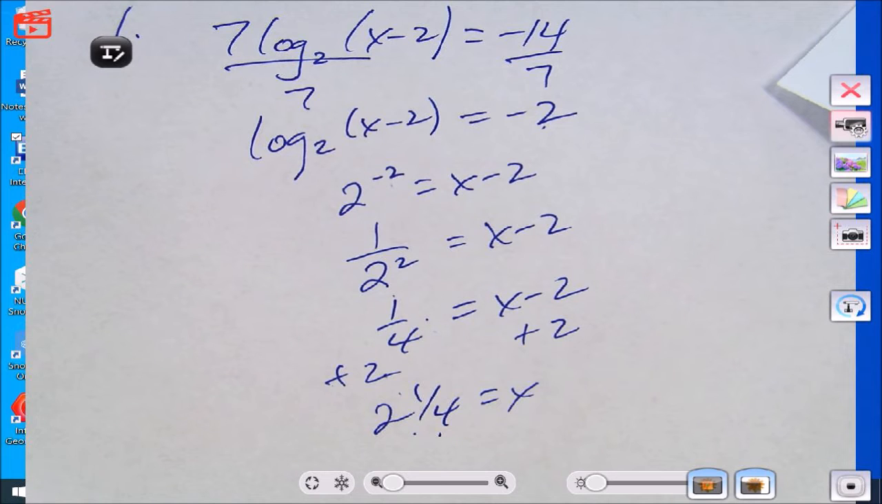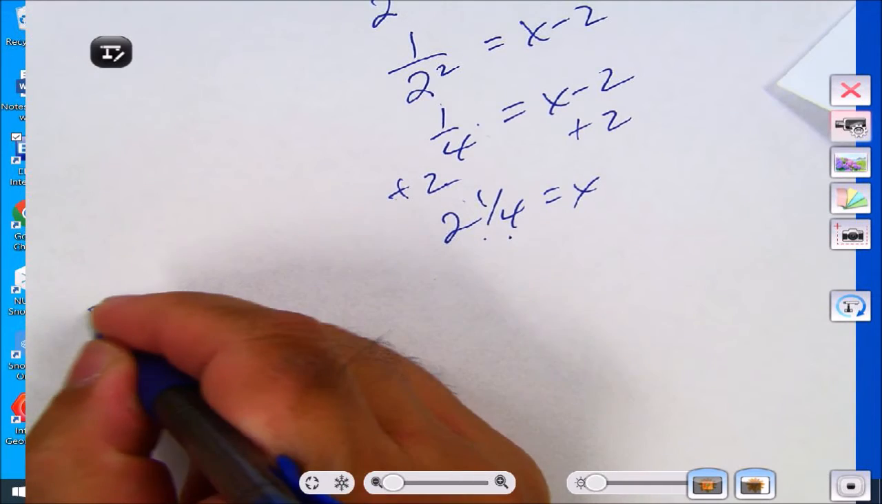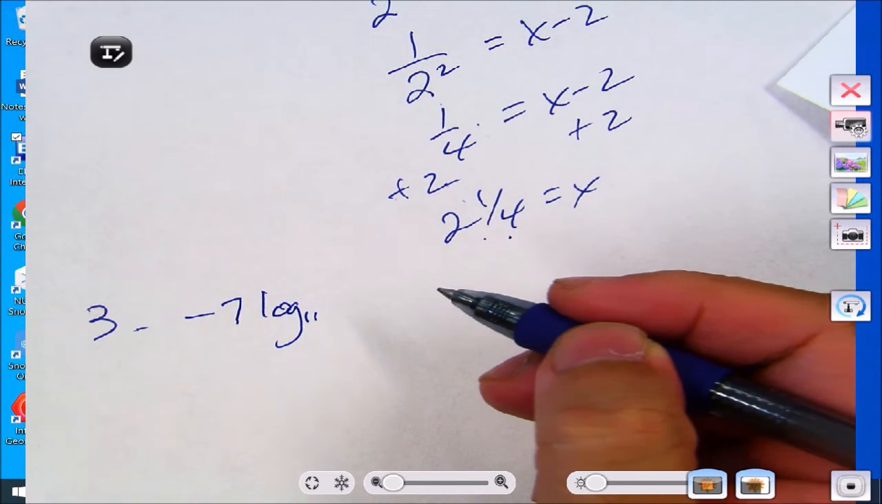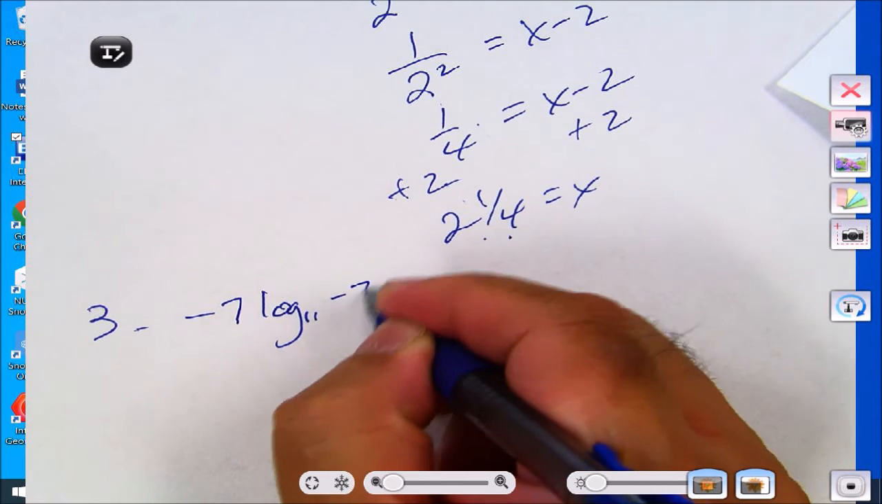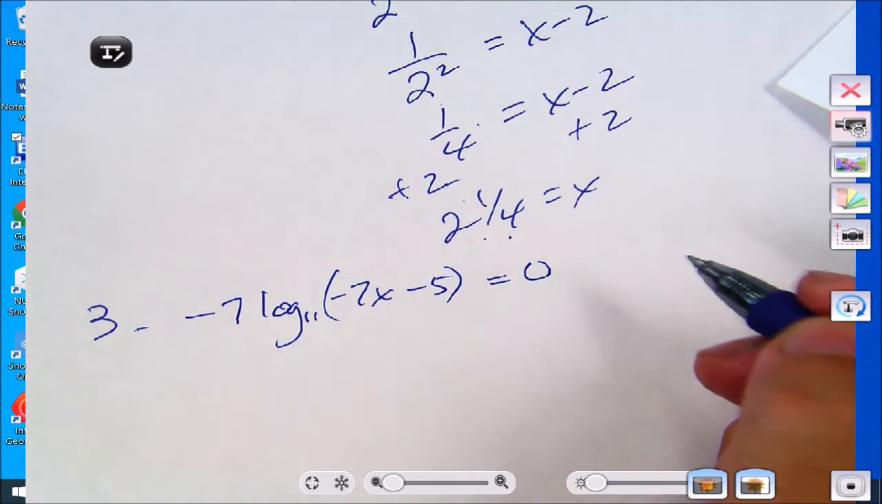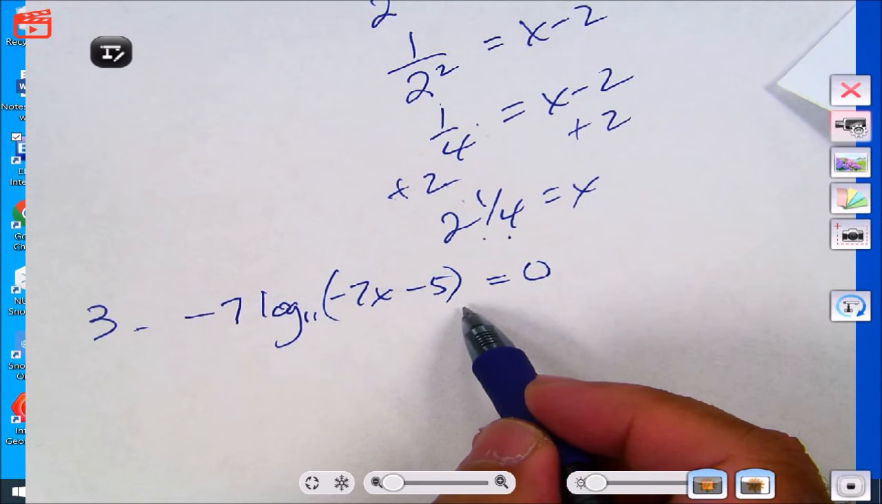Alright, ready for 3? Tell me number 3. Log base 11 of negative 7x minus 5 equals 0. Wait, I copied that wrong. You don't have any parentheses, do you? I do have parentheses.